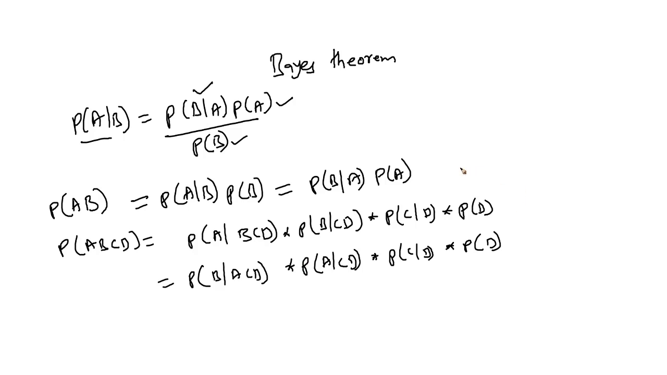So in fact you can derive Bayes theorem from this chain rule, right? If you divide by probability of B here, you get Bayes theorem. So these are the 2 basics. Let's revisit the problem and then try to solve it.